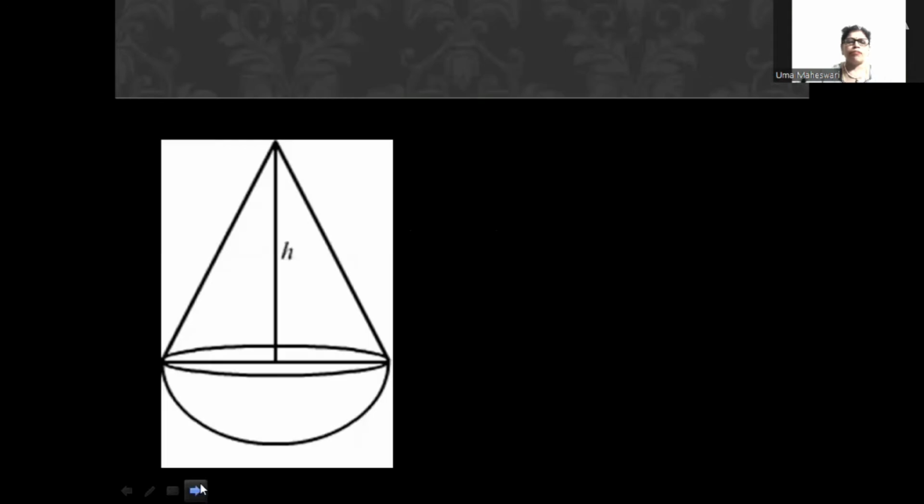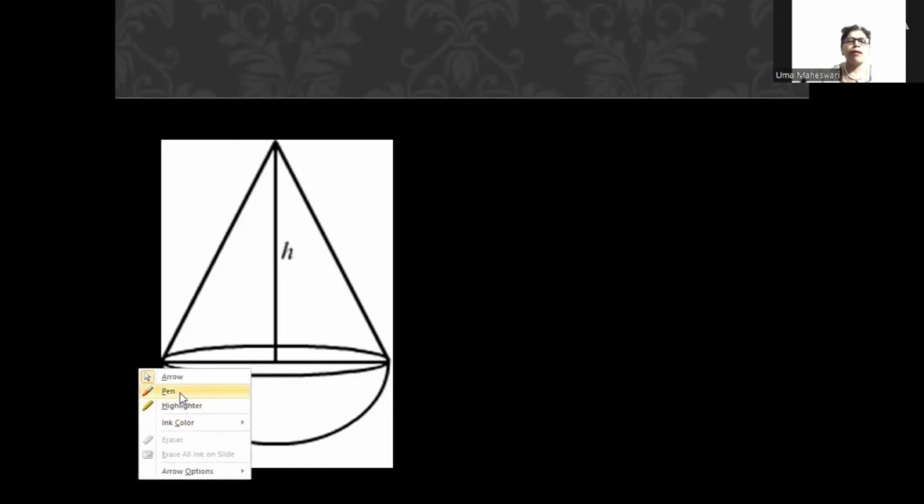Here is the diagram. The figure looks like this. It is a hemisphere surmounted by a cone. What is the height of the cone is the question. And what is meant by right circular cone? The angle between the height and base radius is 90 degrees like this. This type of cone is called right circular cone. Also given the base radius is 4.2 centimeters. That is what is given in the question, right? Now the question is find the height of the cone and also the surface area of the ball.